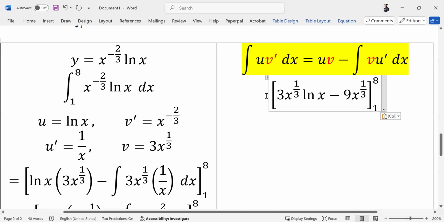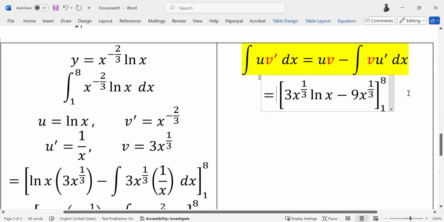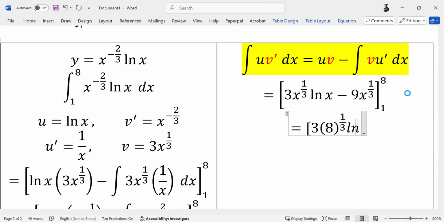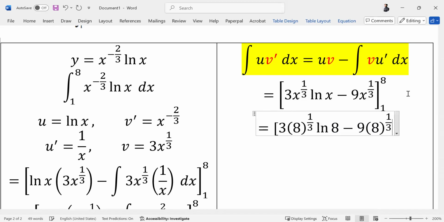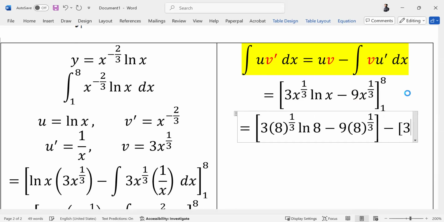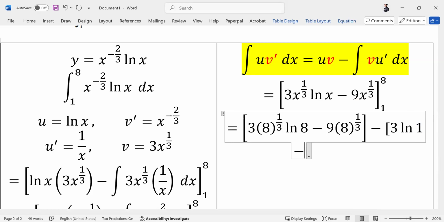Once you decide to plug in the values, work a little smartly. Remember this, power 1 over 3 means cube root, right? And if you have any confusions, you can always use your calculators. 3, the cube root of 8, that is 8 to the power 1 over 3, is 2, ln 8 minus 9 into 8 to the power 1 upon 3. This is your upper limit, minus the lower limit, which is 3 ln 1 minus 9.